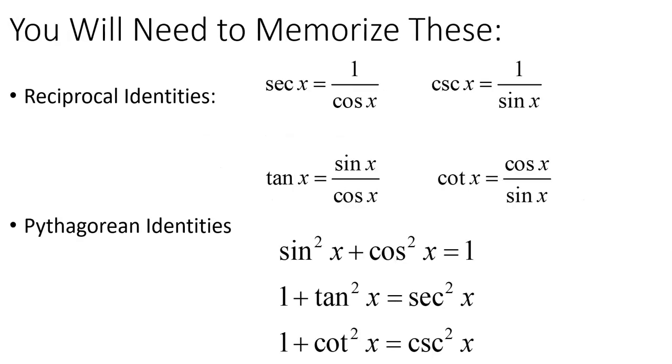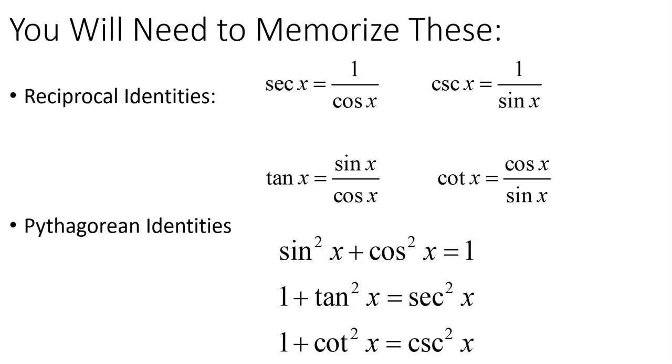So, some basic things that you're going to need to know to do these problems. First one are the reciprocal identities, right? Secant is the reciprocal of cosine, cosecant is the reciprocal of sine. Tangent and cotangent are reciprocals of each other, and if you notice, I wrote tan as sine over cosine, and a reminder that when you flip them, cotan is cosine over sine.